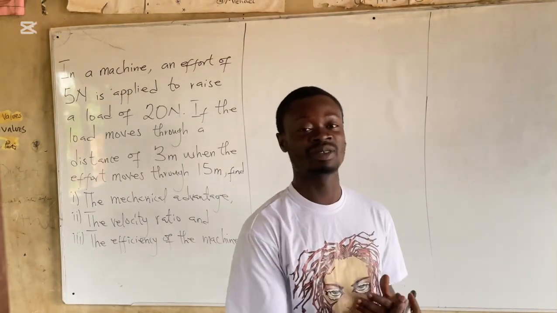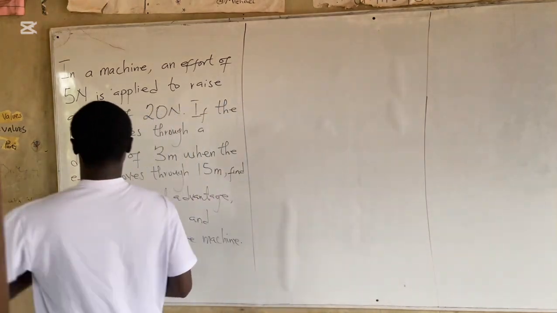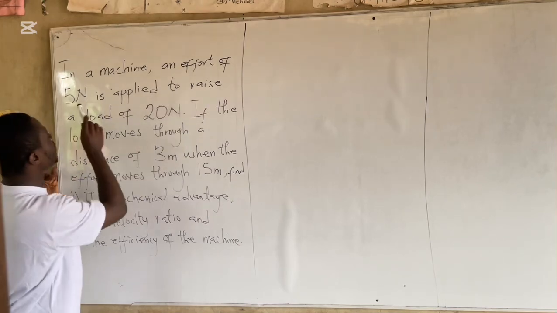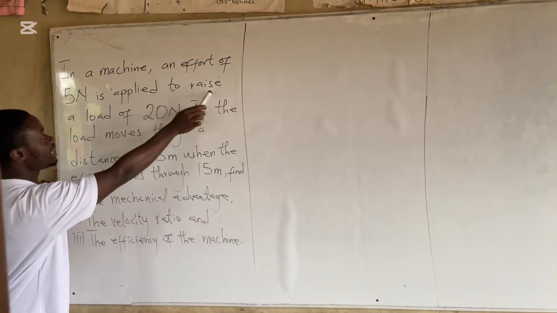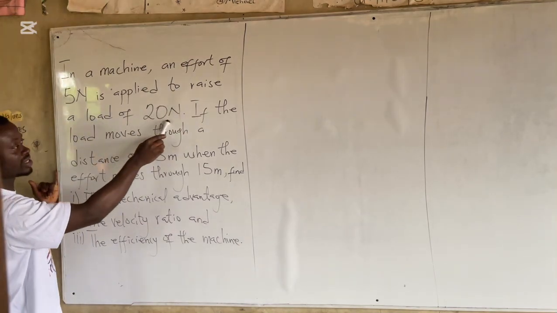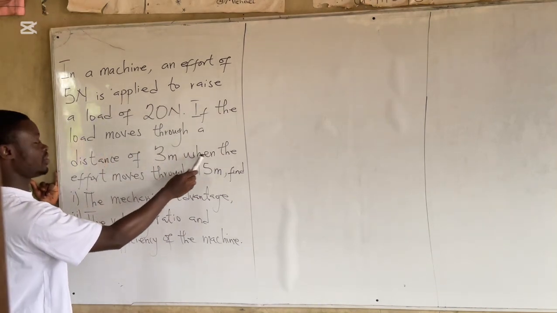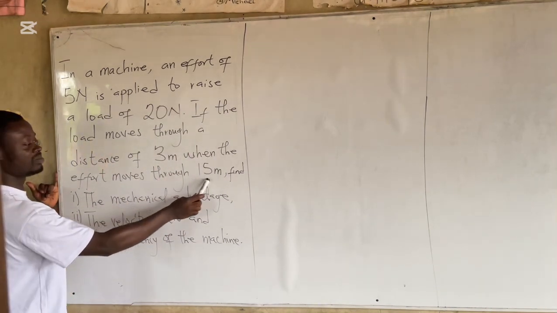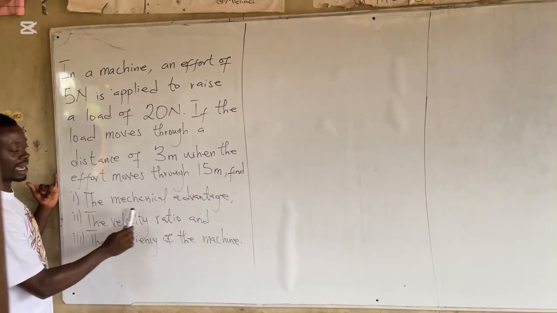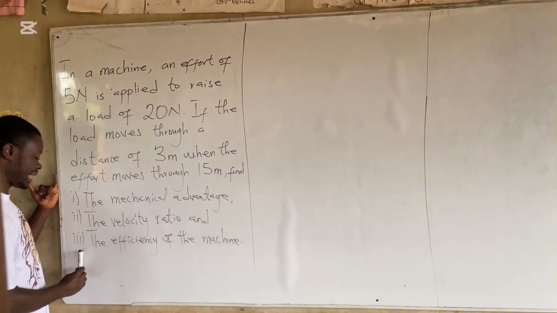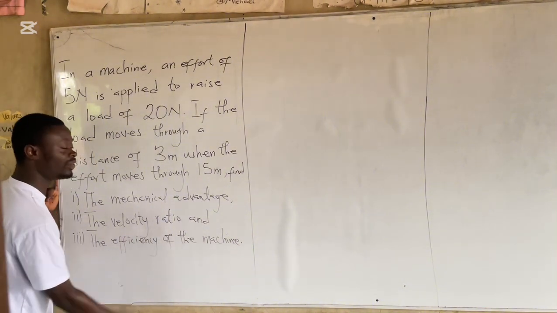Let's solve this science problem on the board. Okay, so the question says, in a machine, an effort of 5 Newtons is applied to raise a load of 20 Newtons. If the load moves through a distance of 3 meters when the effort moves through 15 meters, find I, the mechanical advantage, II, the velocity ratio, and III, the efficiency of the machine.